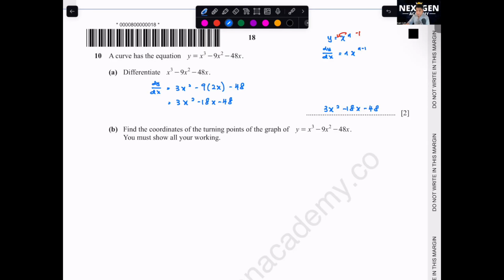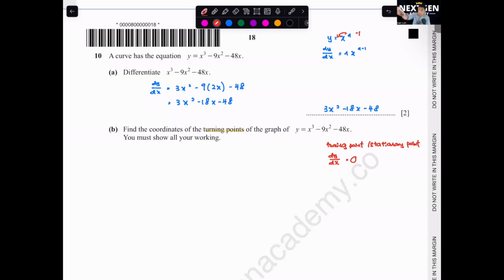Okay, the next thing that they can potentially ask is this question B. Find the coordinates of the turning points of the graph of y equals x cubed minus 9x squared minus 48x. You must show all your working. Whenever you see this word, turning point or stationary point, what is the equation? Very good, Rayan. dy over dx equals 0. Please write this out.